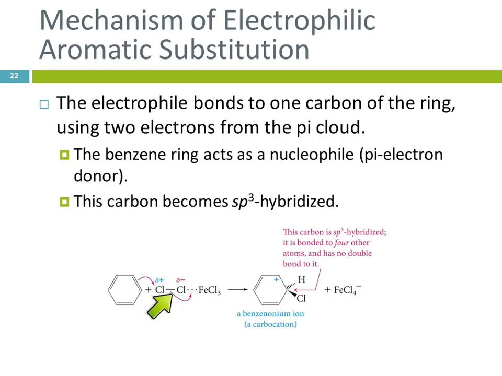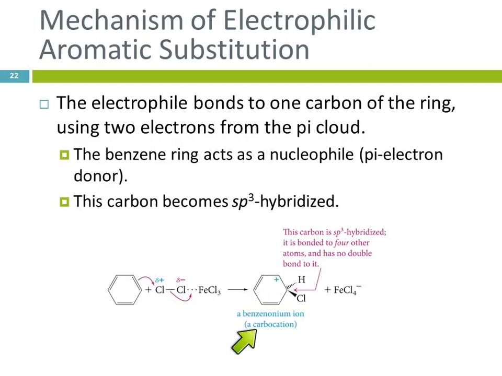These electrons go over here. They were mostly on this chlorine anyway. They go over here, and so we end up with this FeCl4 minus that goes away, and we don't often write it because we don't care about it. We're looking at this part. So now we've got chlorine that has added to this carbon, and there's still a hydrogen here. And because these two electrons came out to make this bond, we now have a carbocation, because that carbon is short one electron.